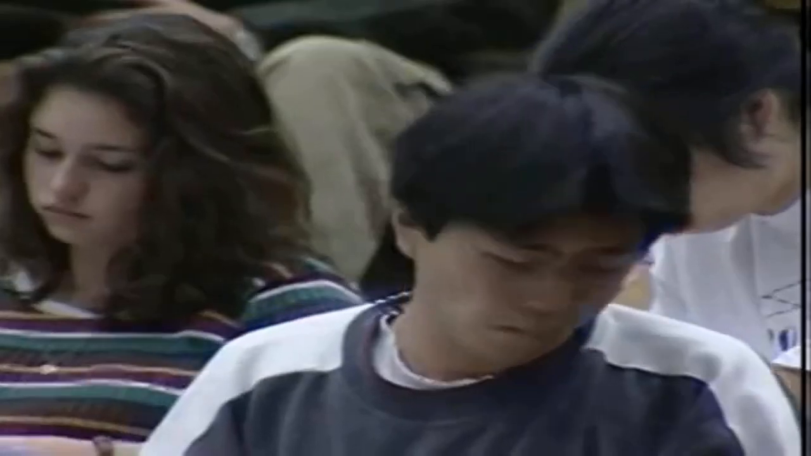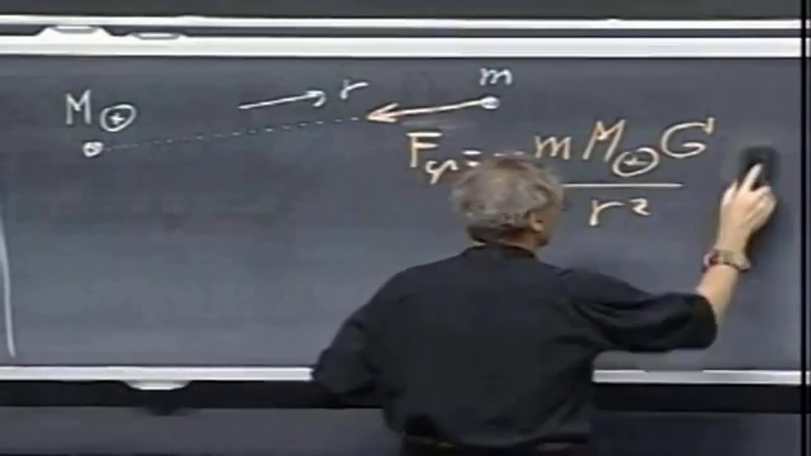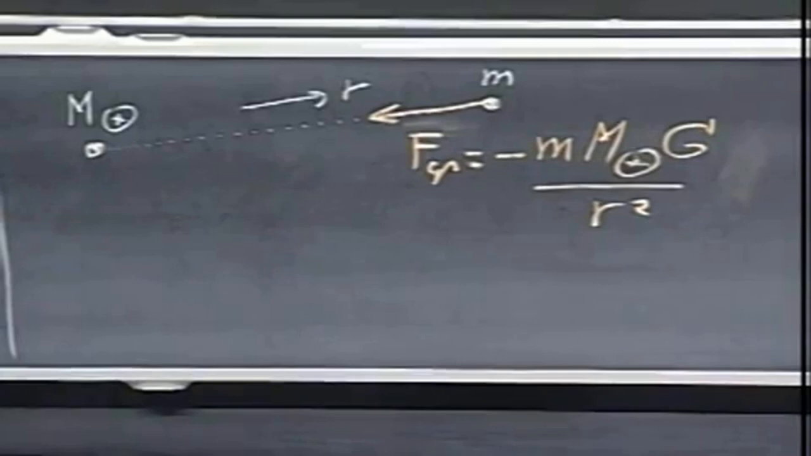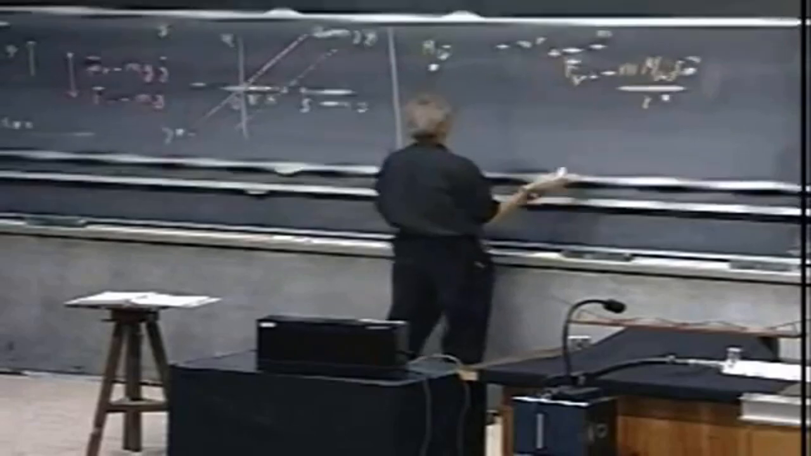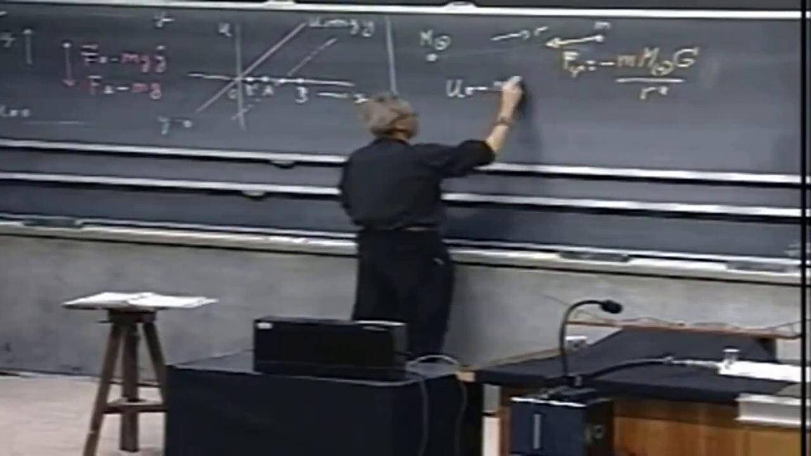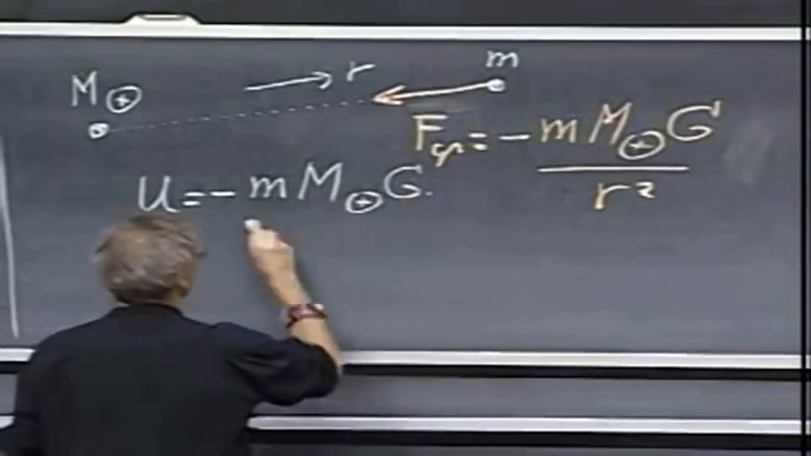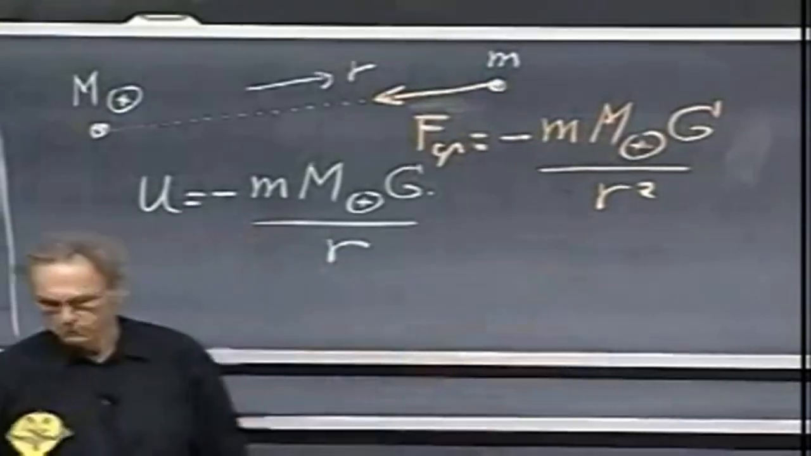Since it is really one-dimensional, just like we did there, we would delete the arrow and we would delete the unit vector in the positive r direction. And so we would simply write it this way. The gravitational potential energy we derived last time equals minus m Earth g divided by r. Notice here is r and here is r squared.